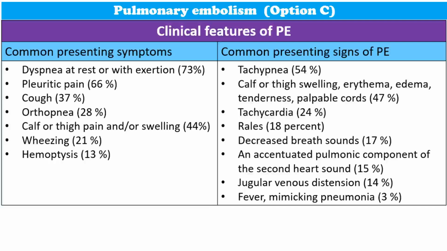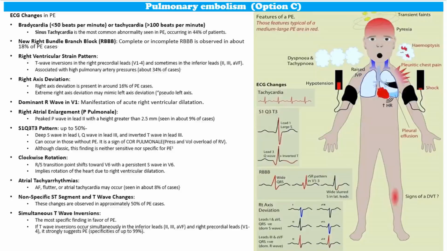The positional effect on chest pain in PE is less pronounced than in conditions such as pericarditis, where the pain may change with body position. In PE, the pain is typically persistent and does not significantly vary with different positions. Acute pulmonary embolism can lead to various electrocardiogram changes, which reflect the strain and overload on the right side of the heart due to the obstruction of the pulmonary arteries.